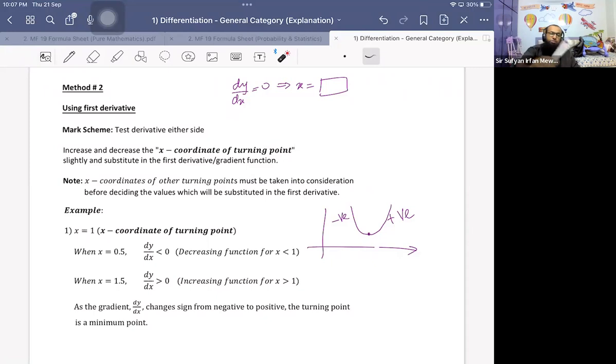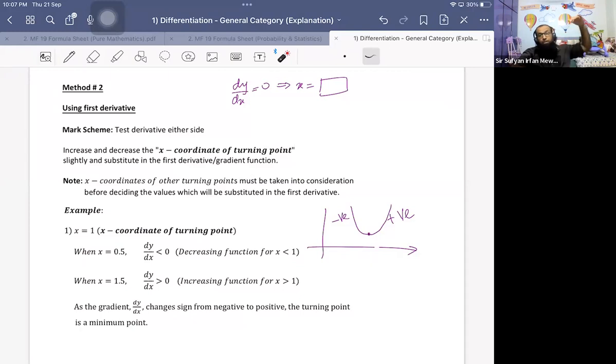After decreasing, we substitute. After increasing, we substitute, and then we realize if we decrease slightly and put it into the first derivative dy by dx, the gradient is negative. Now just look at the concept. If you remember the concept of decreasing and increasing functions, at the turning point the gradient is 0, right?